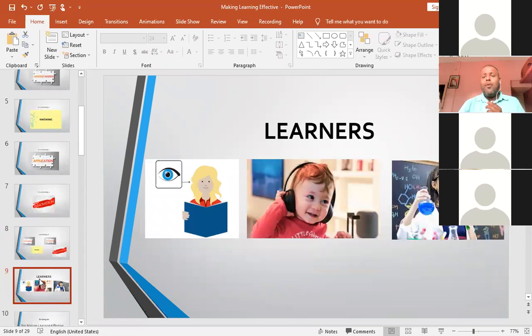Now we know that there are three main types of learners: auditory learners, visual learners, and kinesthetic learners. Each child is unique. Everyone's style of learning is different. So how can we plan our teaching in such a way that all those styles can be used efficiently to make our teaching effective, so that the learning becomes effective at the end?